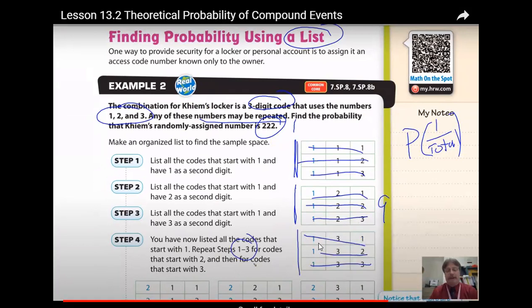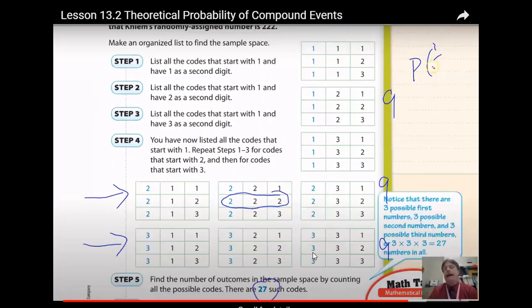For the first trial, when 1 was the leader, we have 9 outcomes. Second, we have 9 outcomes. Third, we have 9 outcomes. So by the end, we discover that we have 27 outcomes: 9, 9, 9.